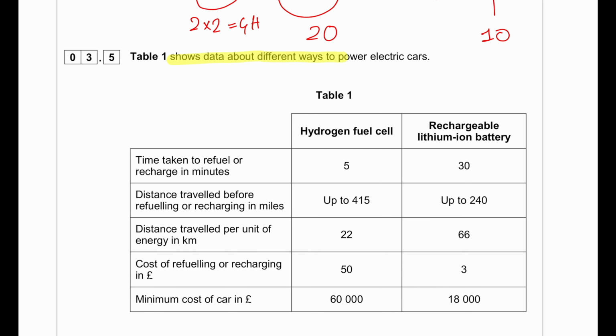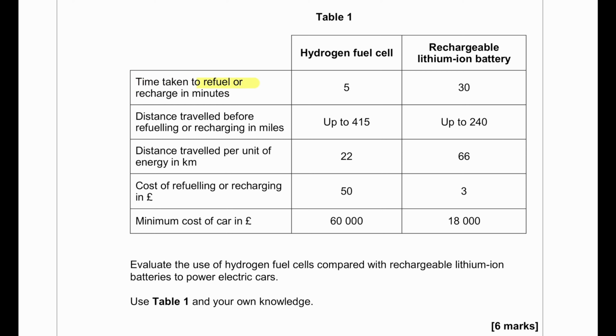Table 1 shows the data about the different ways to power electric cars. Time taken for refuel: recharging time for the hydrogen fuel cell is 5 minutes. The rechargeable lithium-ion battery takes 30 minutes to recharge. The rechargeable lithium battery has a limitation of up to 240 miles, whereas a hydrogen fuel cell can go much further. Distance travelled per unit of energy in kilometers is a little bit higher for the lithium battery.